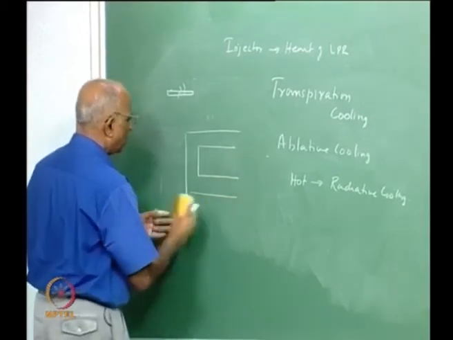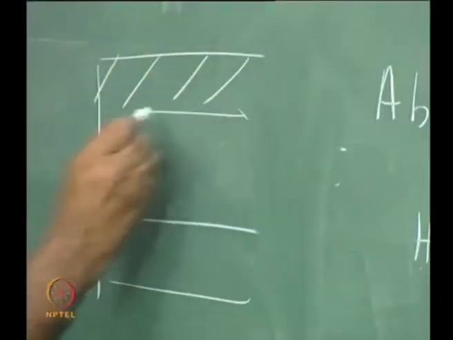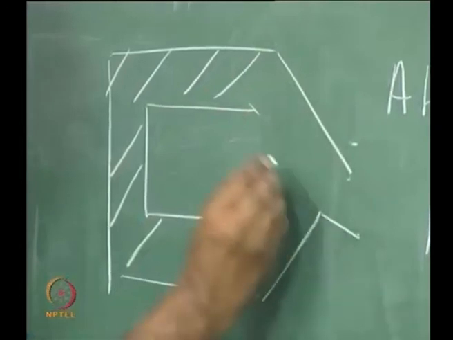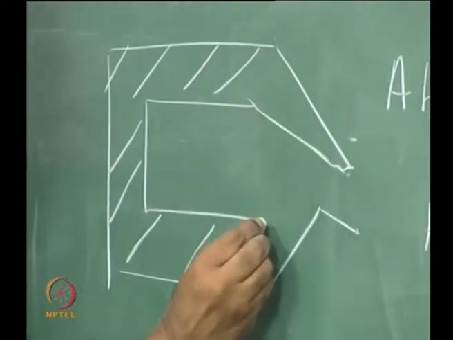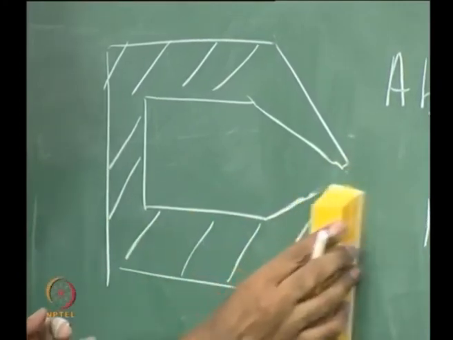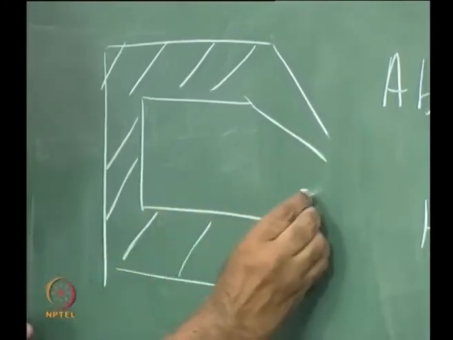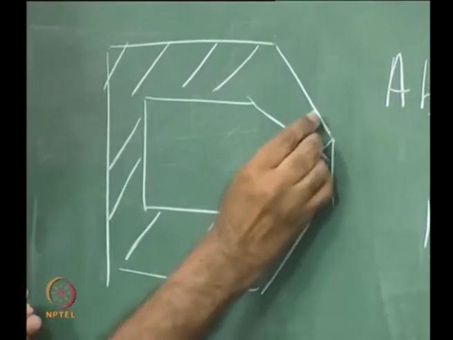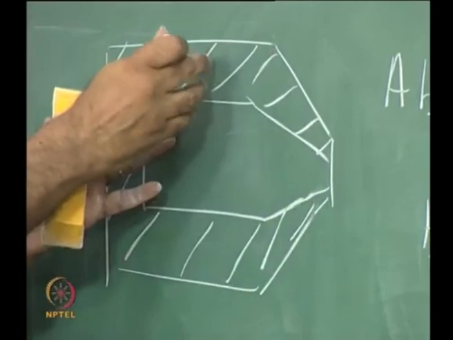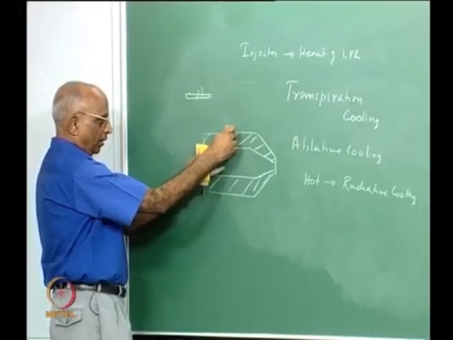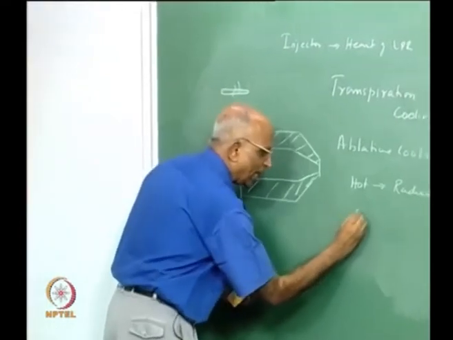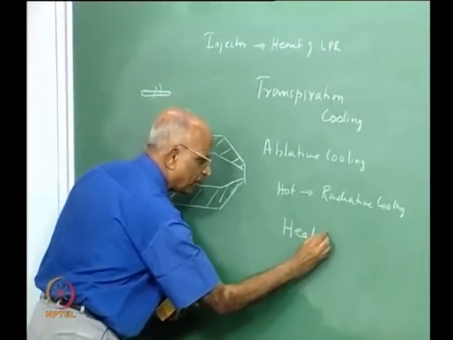Let us say this is the thickness of the wall of my rocket. Maybe I operate it for 1 second. In 1 second, the mass of the rocket, or the thermal mass, absorbs the heat, and this is known as a heat sink rocket.